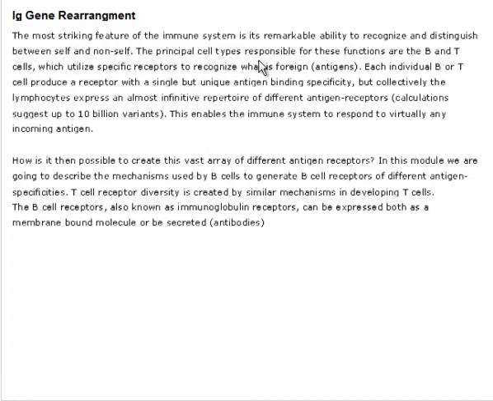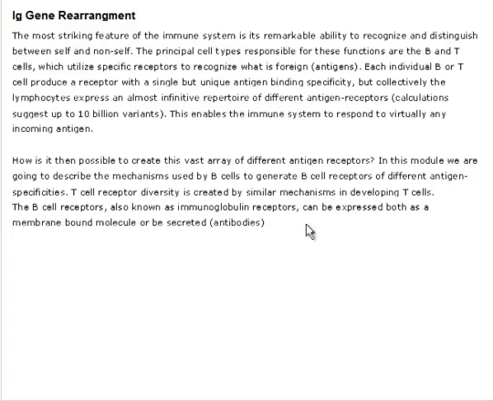The major cell types used for this adaptive immune function that we seem to have to recognize foreign substances are the B and T cells, and these utilize specific receptors that recognize the foreign antigens. Each individual B or T cell produces a receptor with a single but unique antigen binding specificity. So collectively, the lymphocytes express an almost infinite repertoire of different antigen receptors. Calculations suggest that there are up to 10 billion variants. So this enables the immune system to respond to almost any incoming antigen.